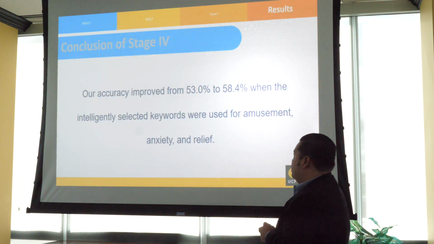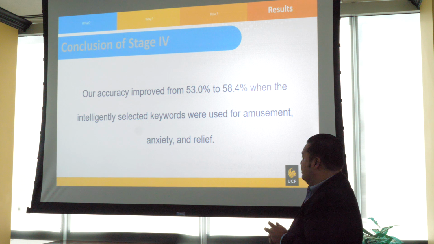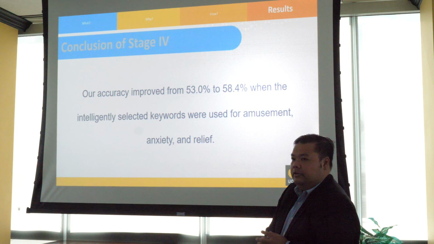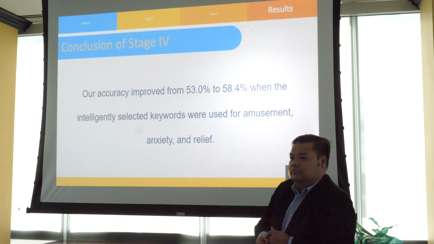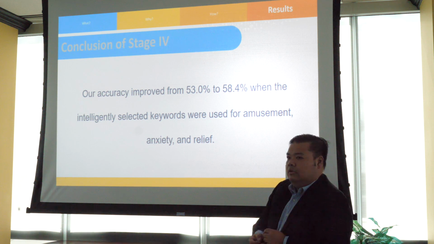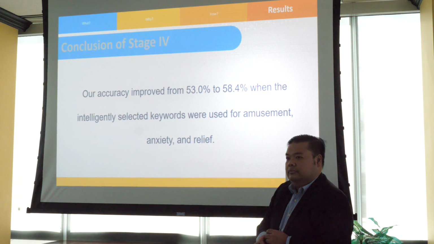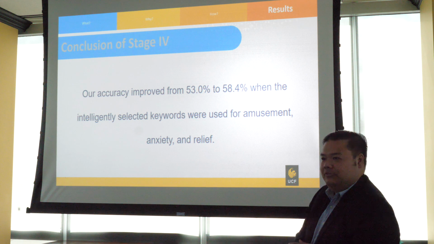From this study, we saw an improvement from 53% to 58.4% when we intelligently selected the keywords, the terms that we chose for amusement, anxiety, and relief. Any questions up to this point? So you only had 58%. It looked like some of them were 36 out of 37. Isn't that a lot higher? Well, basically that's only for 3 emotions out of the 17 emotions. Oh, okay. Yes. Well, if I change everything, it's going to be close to 100%. Okay. Any questions so far?